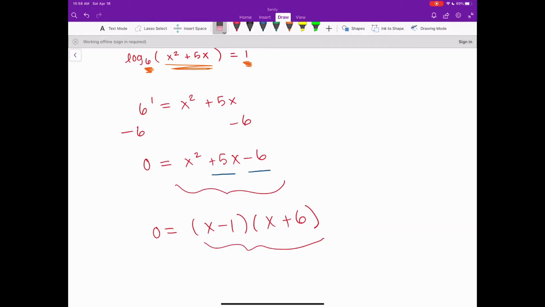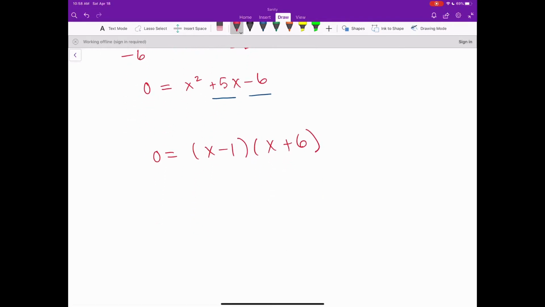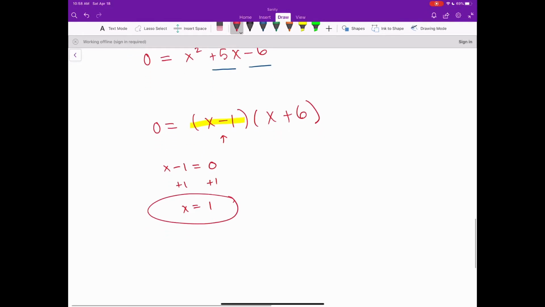So I was able to factor my quadratic into these two linear factors here, and now I can see some answers, right? What would make this part 0? Well, if I set that equal to 0, and I solve for x, add 1 to both sides, I'm going to get that x equals 1. It's kind of like the opposite of what's in here. So I have one solution of x equals 1. And what would make this side 0? Well, let me just set that equal to 0. x plus 6 equals 0. Solve for x, I'm going to have x equals negative 6. Here's my other solution.